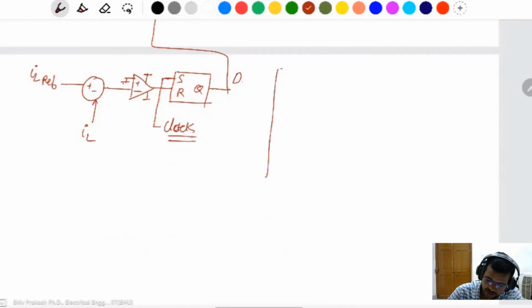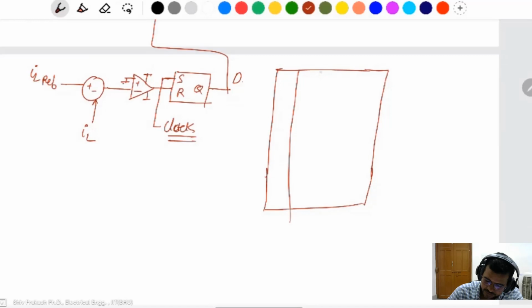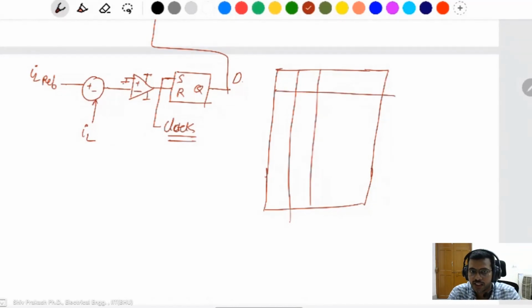I have written two tables. SR, where S is set and R is reset. If S is high, it means it will set, it triggers the higher value. If R is high, it means reset, and the duty cycle is 0. Like here Q: if S is high and R is 0, then Q is high, duty cycle on. When S is 0 and R is high, it means reset is high, then the duty cycle will be 0. Simple thing, I have an SR flip flop.